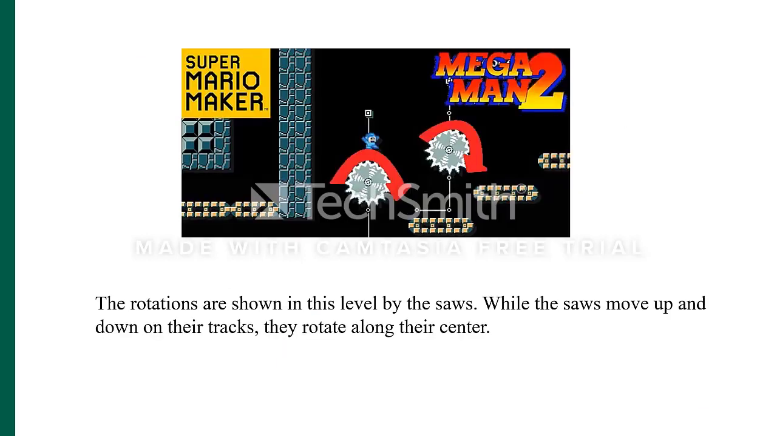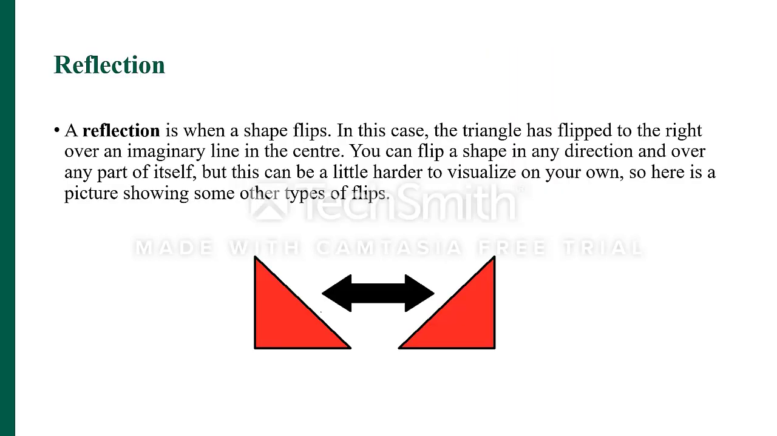And again, the example of Super Mario Maker. Here, the saws move up and down as well as rotate while moving up and down. So, these saws come under the example of rotation. Then the reflection. Reflection itself says that it is a flip or a mirror image.